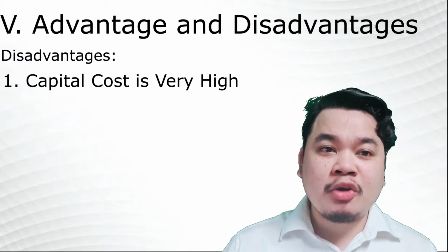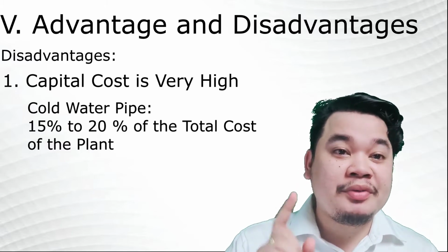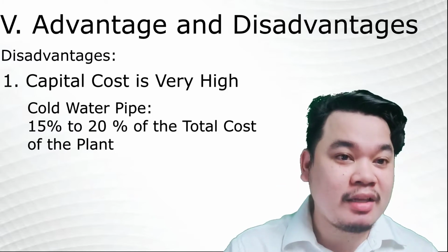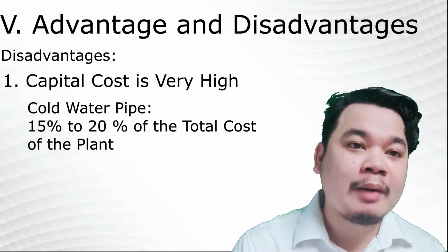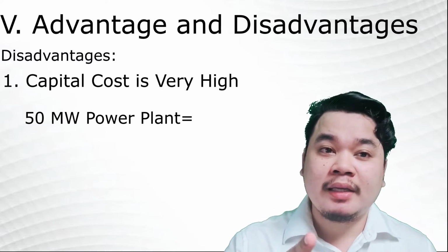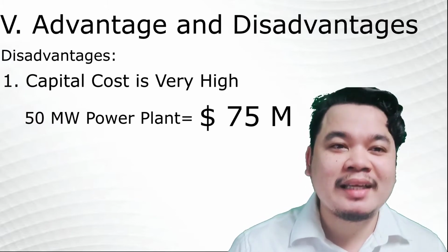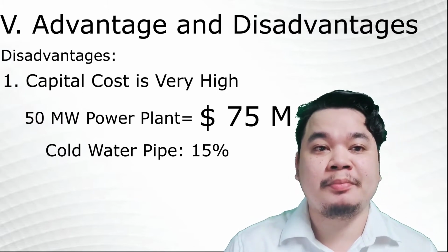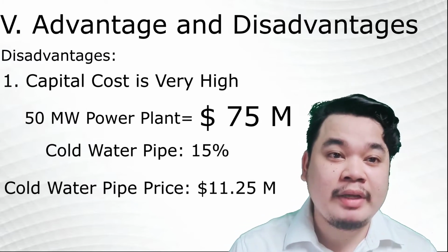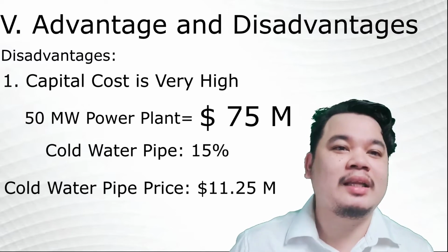At ang cost nung pipe, yun yung cold water pipe, according to my research, ay nasa around 15 to 20% of the total cost of the plant itself. At halimbawa na dito, yung cost lamang ng 50 megawatt, yun yung net power ng isang planta, ay approximately nasa $70 million. At sabihin na lang natin na nasa 15% yung cost ng cold water pipe at ang tumataginting na price ng pipe ay $11.25 million. Kaya magastos talaga yung OTEC.